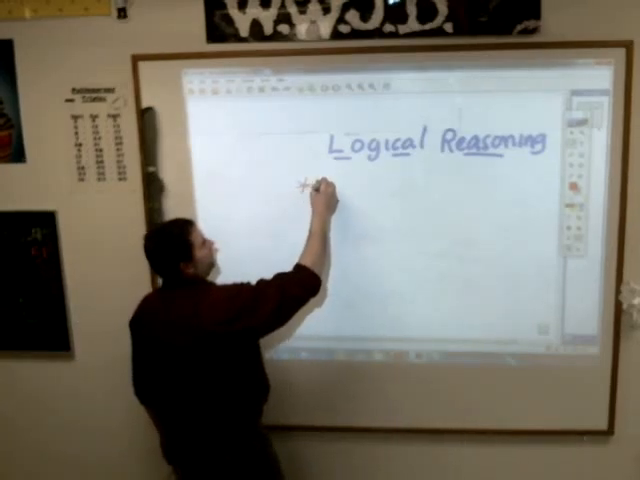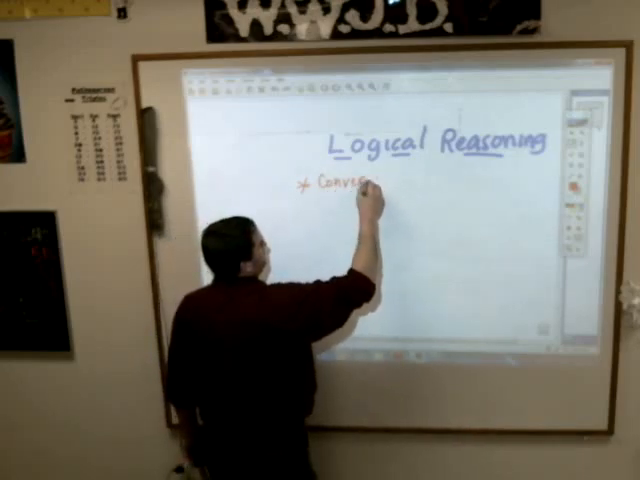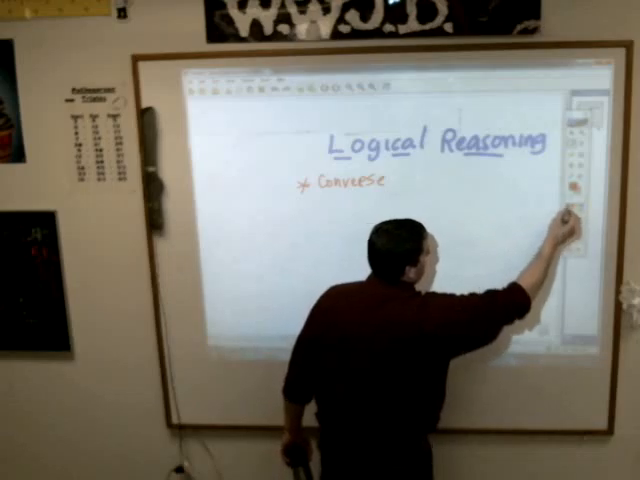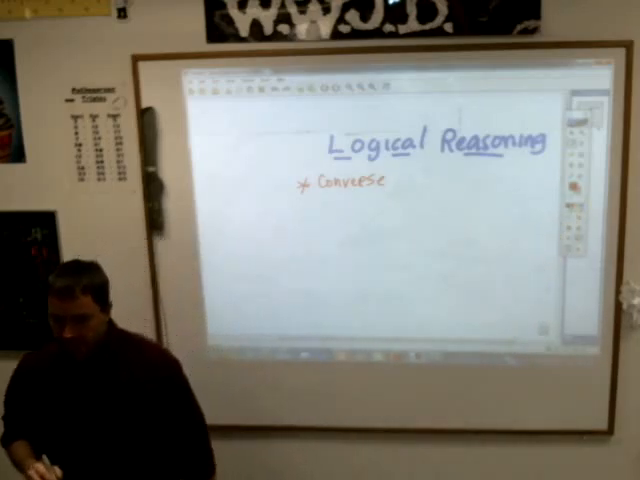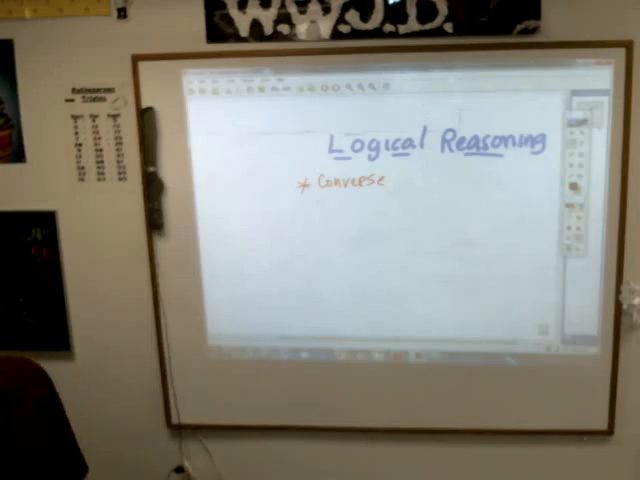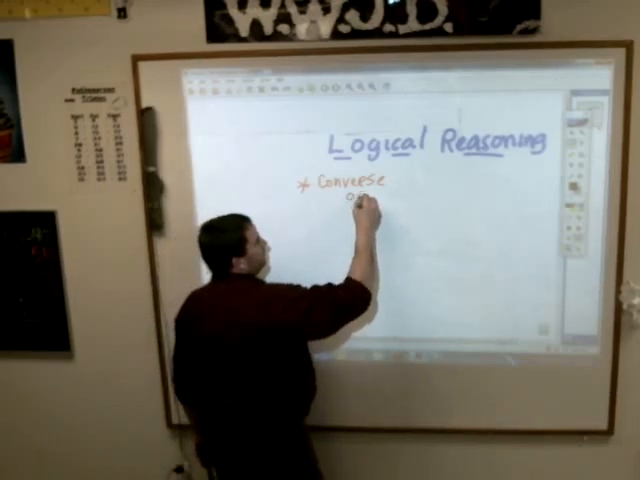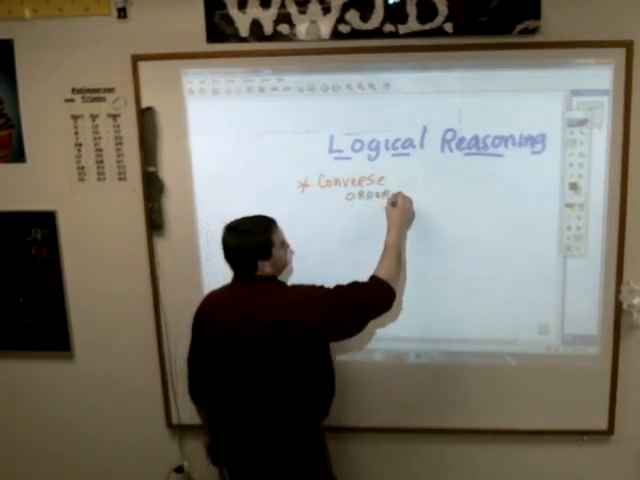Here we go. First one is converse. In the book it says converse is when the order of the hypothesis and the conclusion is reversed. The order is reversed.